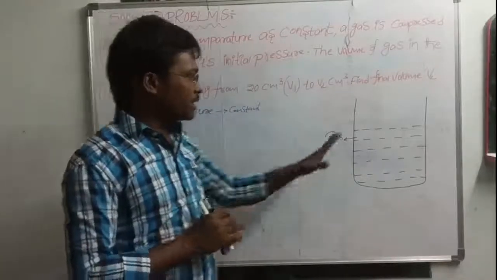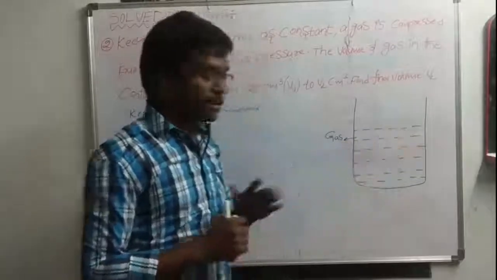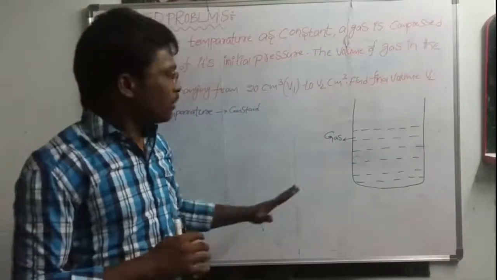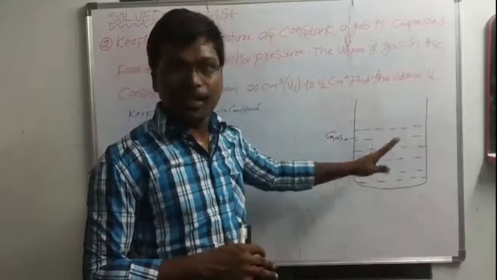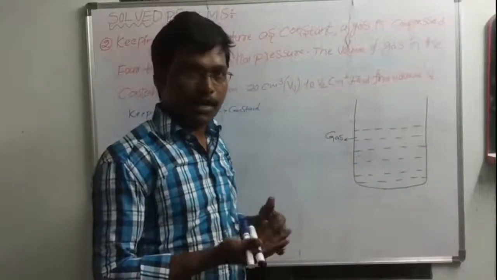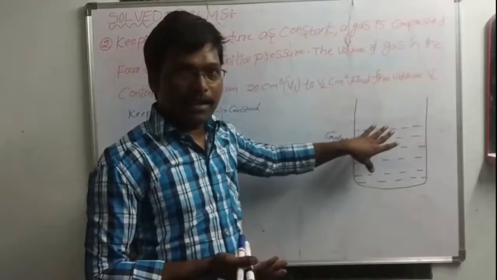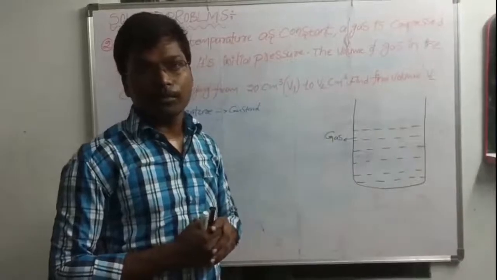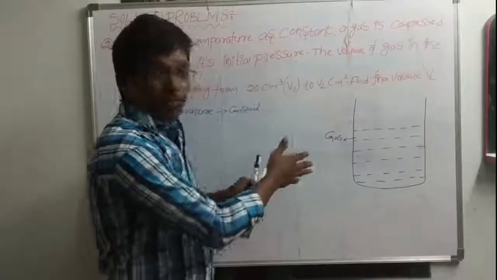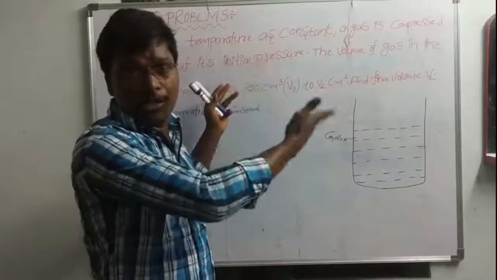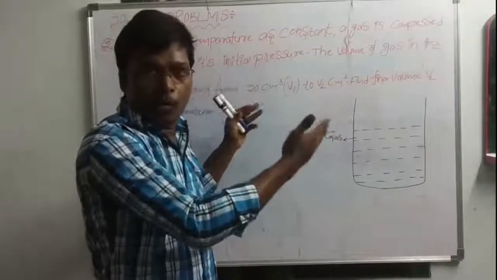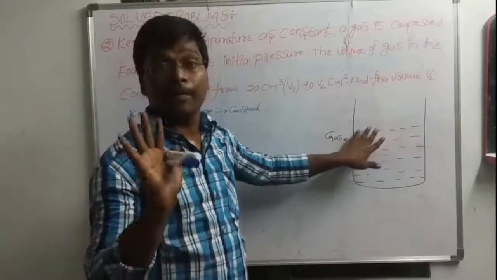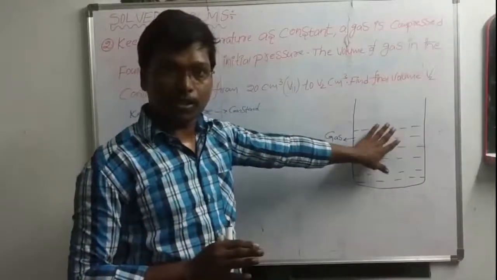First of all, this is the container. This container has gas. Now, initially means starting. Initially, how much pressure and how much volume does this container have? We have to know. First of all, we don't know. He didn't mention in the question how much initial pressure. So what we have to do is, the initial pressure of the container is P.